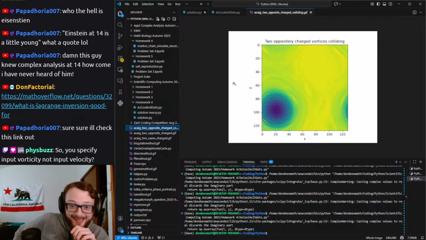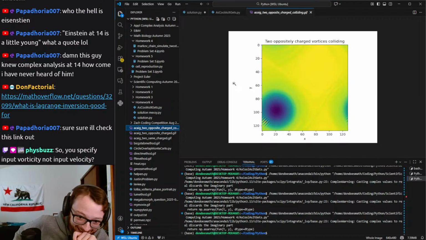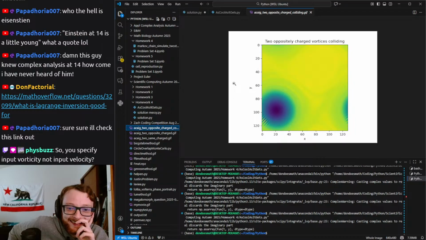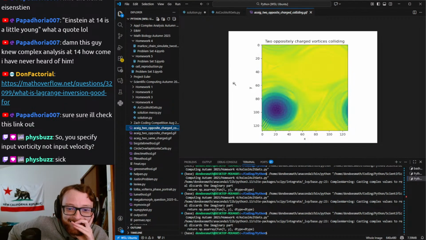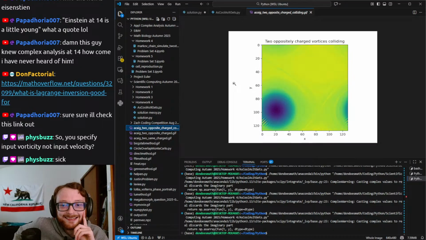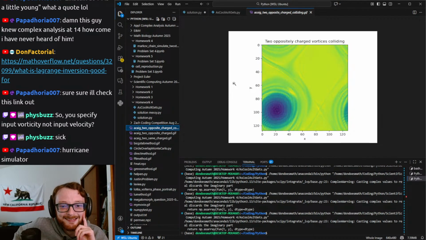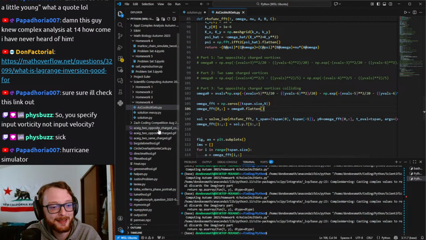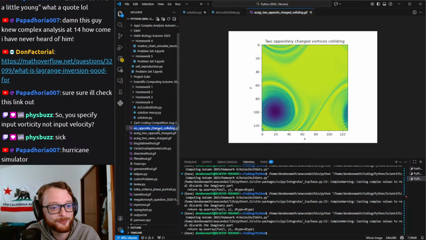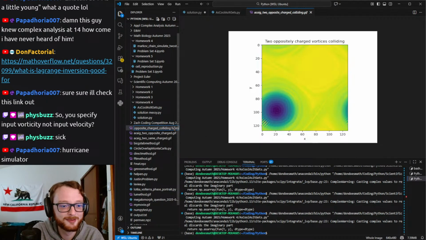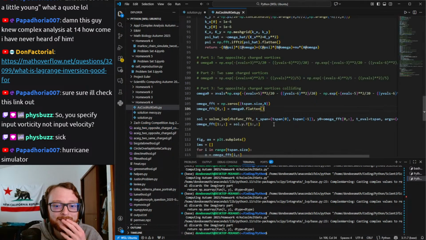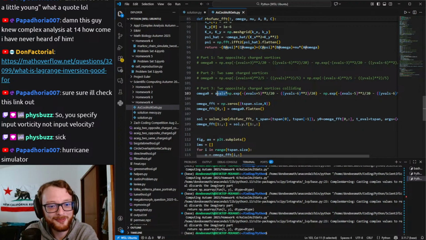Woo! That's a... What the hell? I have no clue why it came out like this. We might hang on to this one just because it's funny. That's not what we want though.